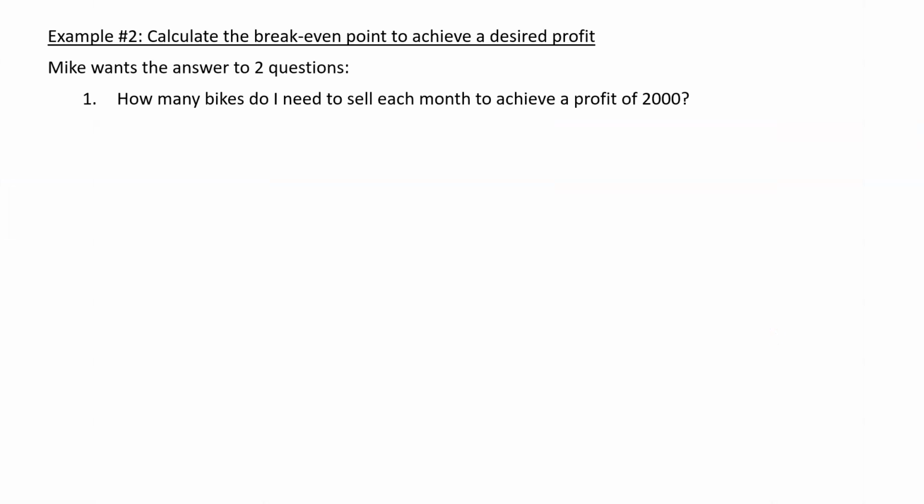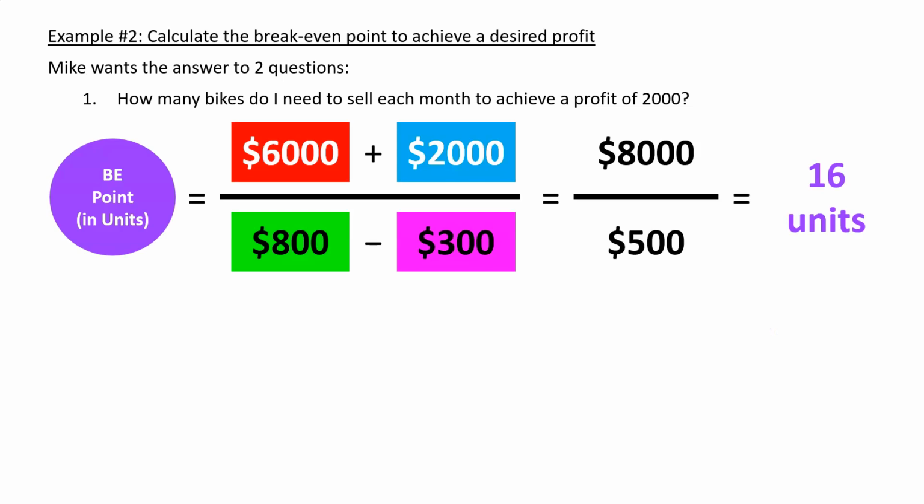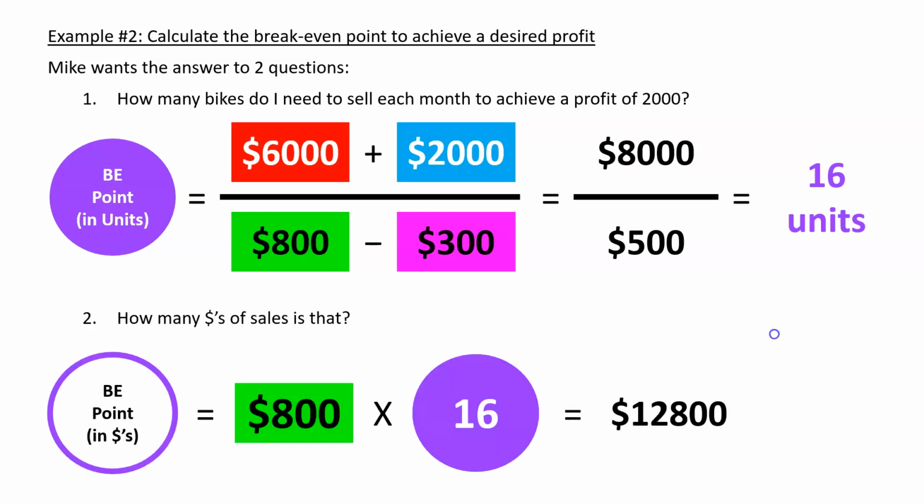So now we can answer Mike's two questions. First one, how many bikes does he need to sell to achieve a profit of $2,000? That's 16 units. And secondly, how many dollars of sales is that? That is $12,800 of sales.